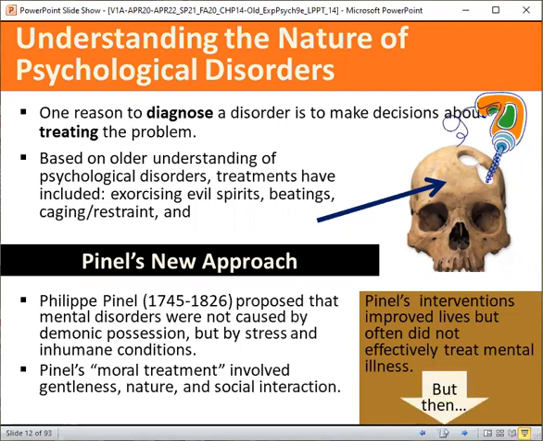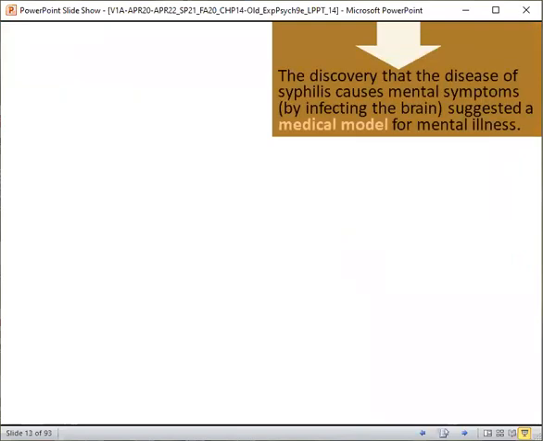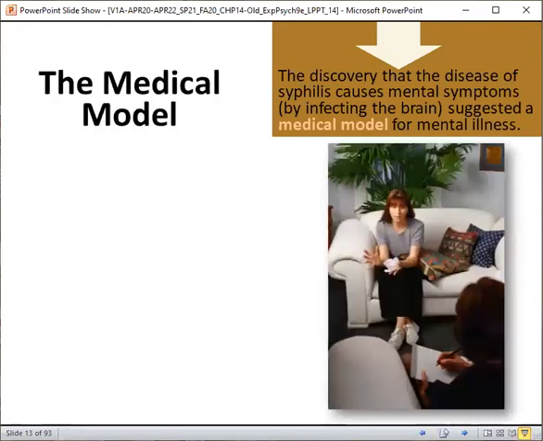But then we saw a slightly different change here. The discovery that the disease of syphilis caused mental symptoms by infecting the brain. So this was a major leap forward when they discovered that you could have something physical, something biological, that could cause a mental illness. So what this did is suggest a medical model of mental illness. Now they knew there was something that was truly a medical issue that could cause a mental illness issue. So this suggested what they refer to as the medical model.